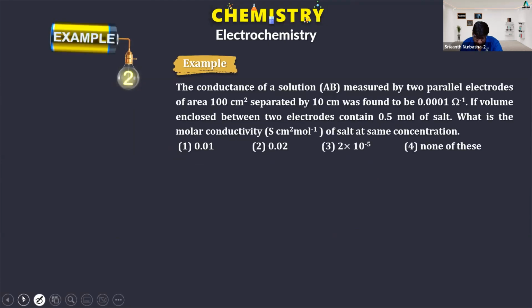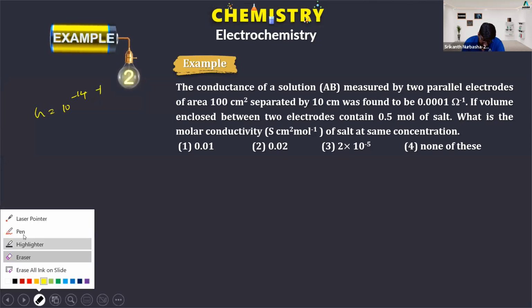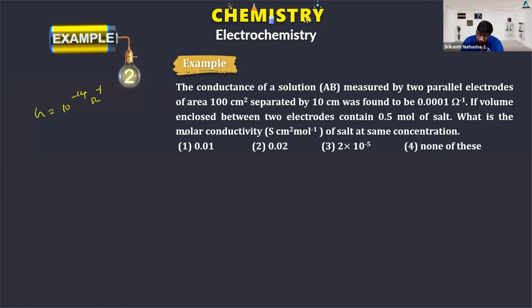The conductance of a solution AB, measured by two parallel electrodes of area 100 cm² separated by 10 cm, was found to be 0.0001 ohm inverse. G is equal to 10 power minus 4 ohm inverse. If the volume enclosed between the two electrodes contains 0.5 mole of salt, what is the molar conductivity? They are asking about molar conductivity.